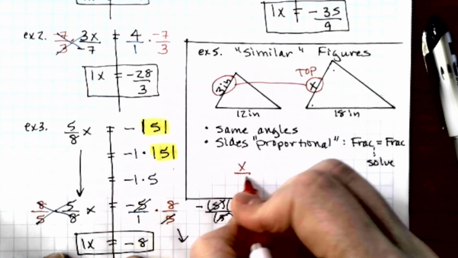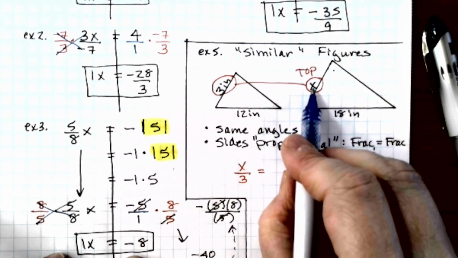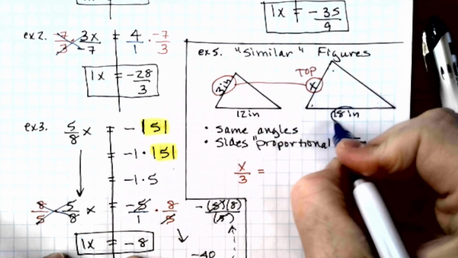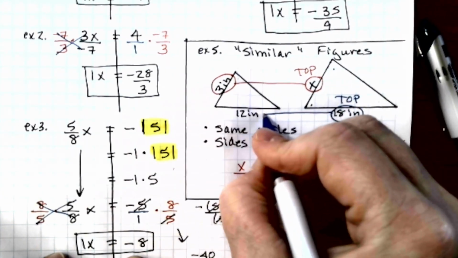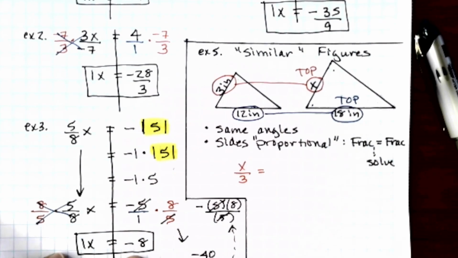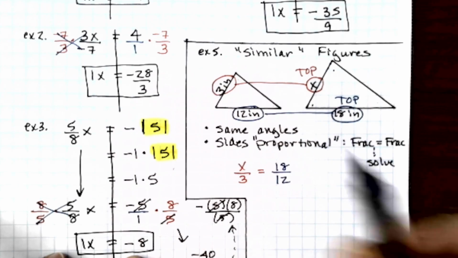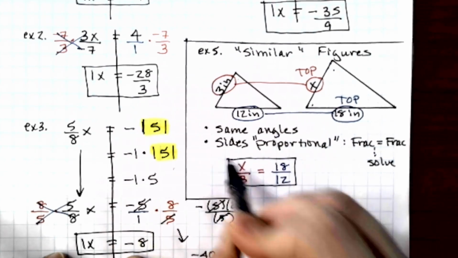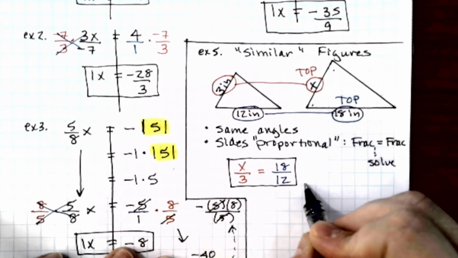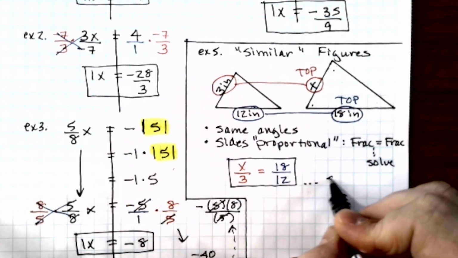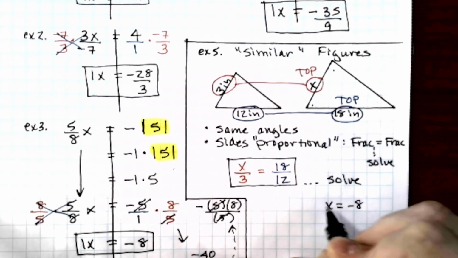So I'm going to have x over 3. Now, if x is on the top, then the other side in the same triangle is also going to be on the top over its corresponding side length. So it's going to be 18 on top over 12. And that is your proportion. I'm not going to go over how to solve this because we did one almost like this in example 4. I will tell you though that when you solve it, you get x equals -8.